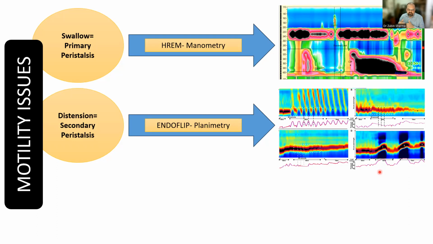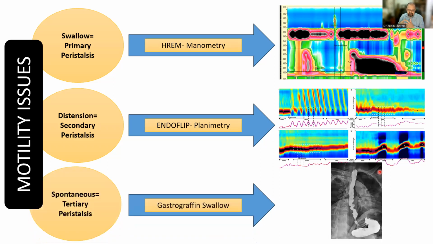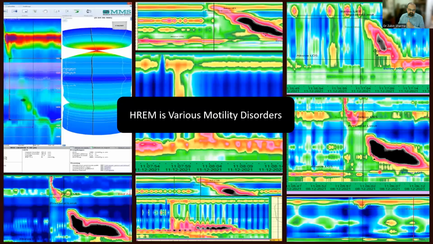There is a lot of experience now coming in for EndoFLIP, including for motility disorders, eosinophilic disorders, and using this for pyloric distension also for cases of gastroparesis. It's a large topic to tell you in detail right now, but just remember that for secondary peristalsis this is one of the only available tests. For tertiary peristalsis, which is a spontaneous peristalsis, it's still more based on imaging, on gastrografin.